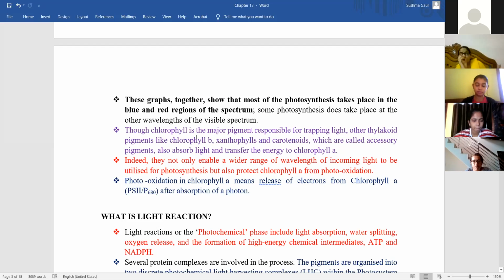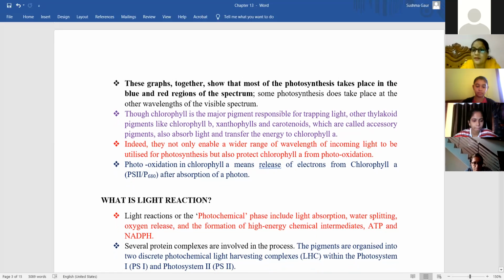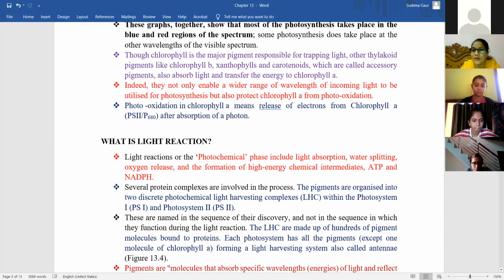So if a question is asked, write the major pigment as well as the accessory pigments involved in the process of photosynthesis or for the absorption of light, then you have to answer chlorophyll A is the major pigment, whereas chlorophyll B, carotenoids, and xanthophylls are the accessory pigments. They also absorb a small amount of light and they transfer their energy to chlorophyll A. Or if asked what are all the other components that help chlorophyll A in photosynthesis or light trapping, then also the answer will be the same.